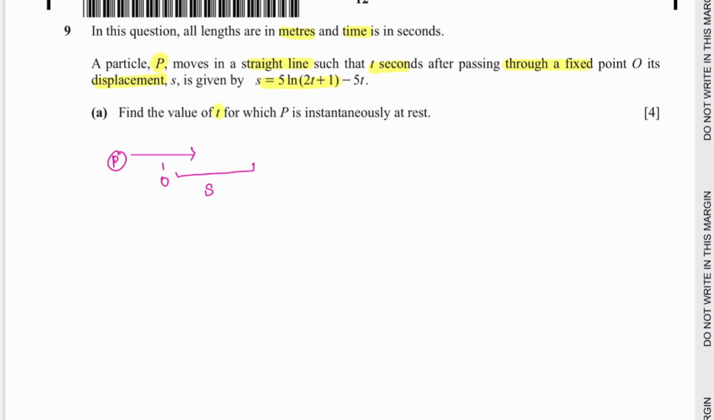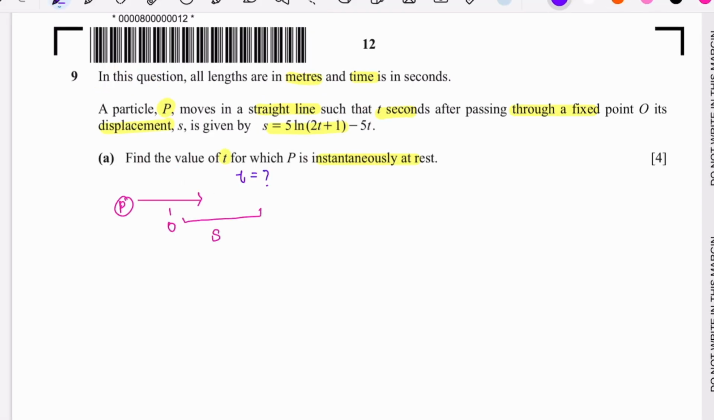Find the value of t when it's instantaneously at rest. Rest means v is equal to 0. So imagine P moves through a fixed point O and suddenly stops. That is when v is equal to 0.